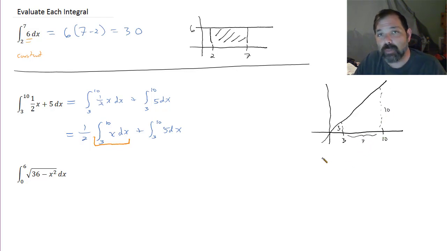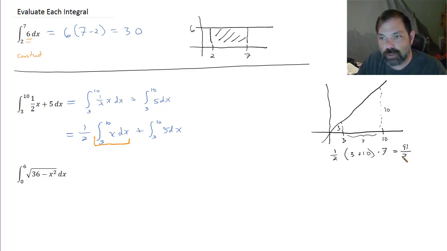And so if you remember back from geometry, the area then would be 1/2 times 3 plus 10, half the sum of the bases, times the height, which is 7. So that's 3 plus 10 is 13. 13 times 7 is 91. Half of 91, I'll just write that as 91 over 2. And so then this integral becomes 1/2 times 91 over 2.